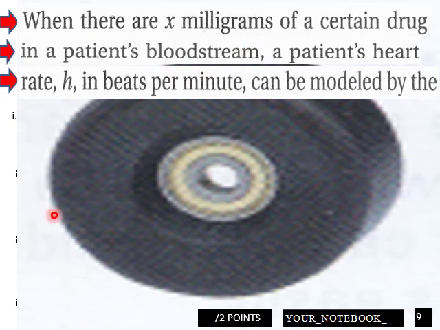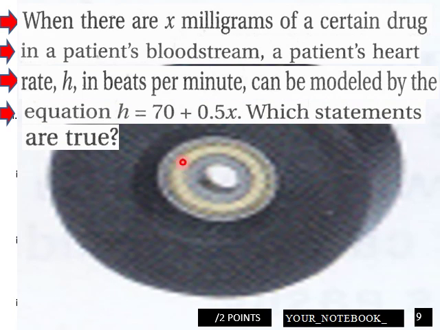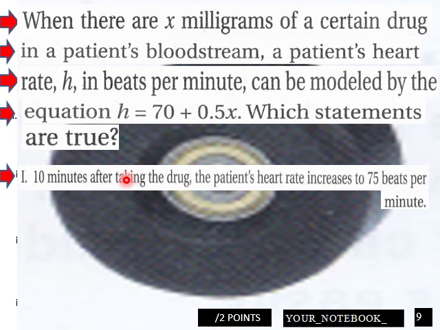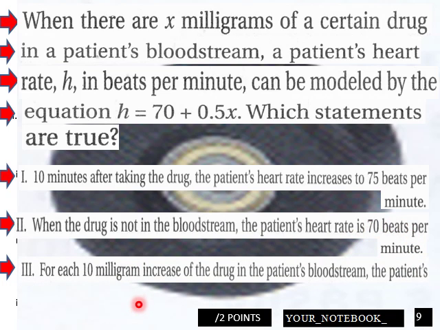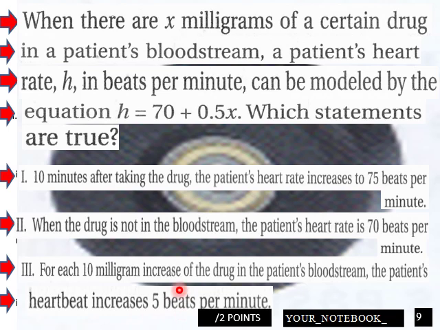When there are x milligrams of a certain drug in a patient's bloodstream, the patient's heart rate in beats per minute can be modeled by this function here. Which statements are true? 1, 10 minutes after taking the drug, the patient's heart rate increases to 75 beats per minute. 2, when the drug is not in the bloodstream, the patient's heart rate is 70 beats per minute. 3, for each milligram increase of the drug in the patient's bloodstream, the patient's heartbeat increases 5 beats.